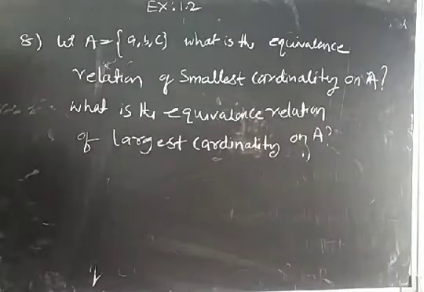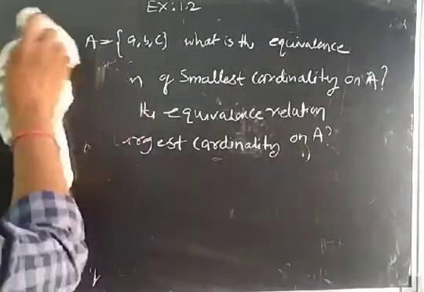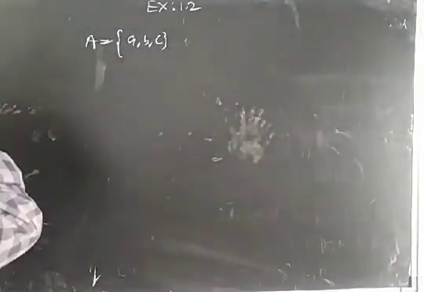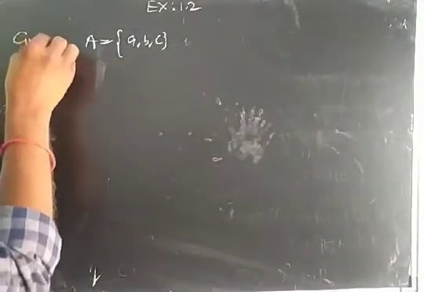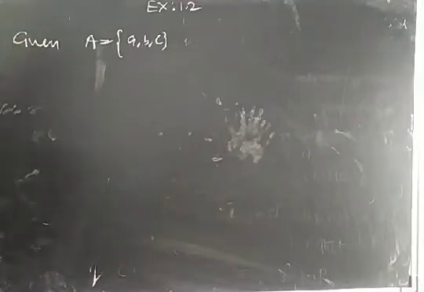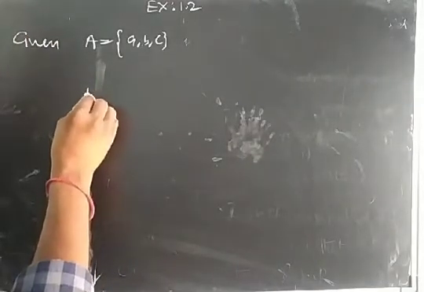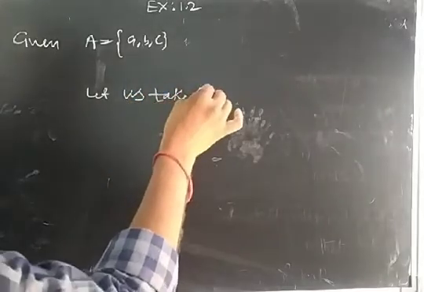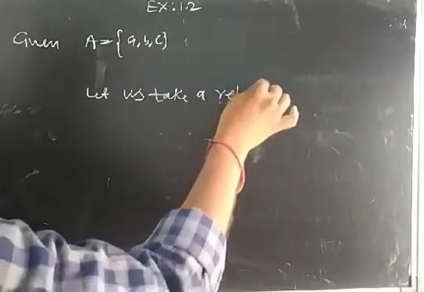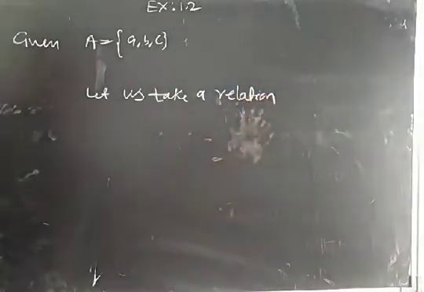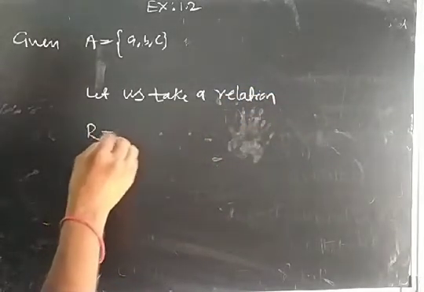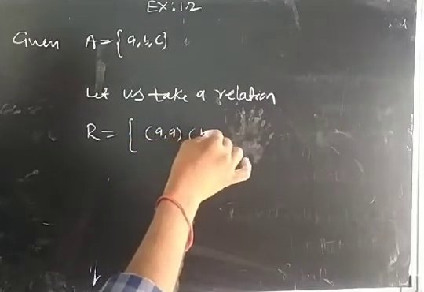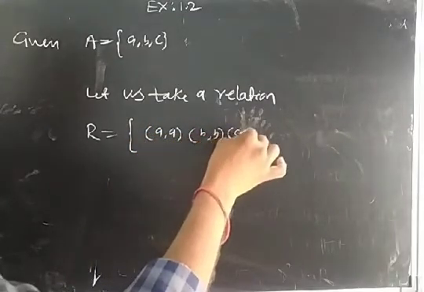See, I will explain. Now, the given set is A equal to {A, B, C}, right? Now, let us take a relation R. In R, I am taking (A, A), (B, B), (C, C).